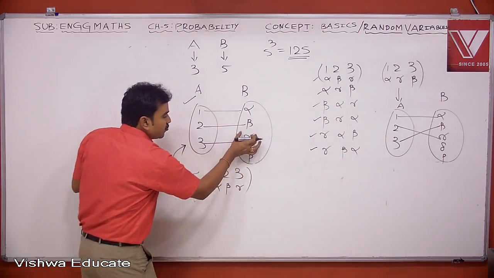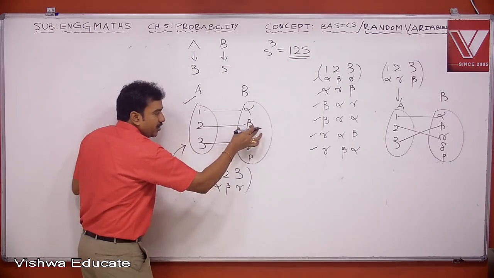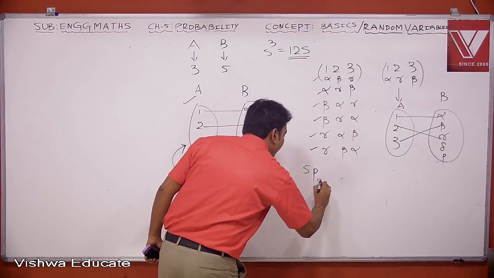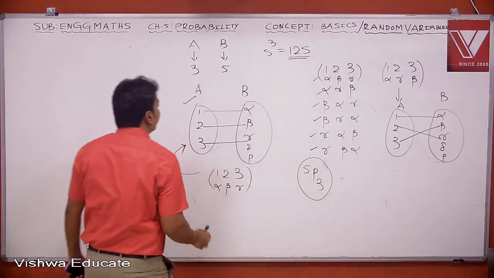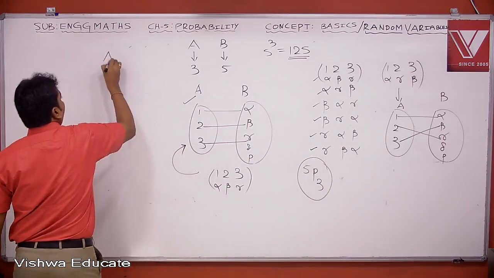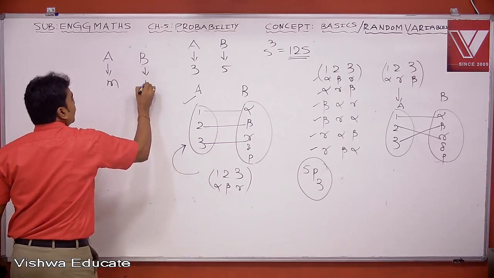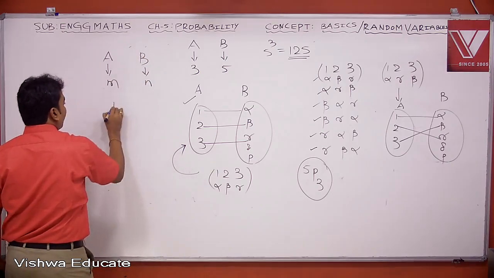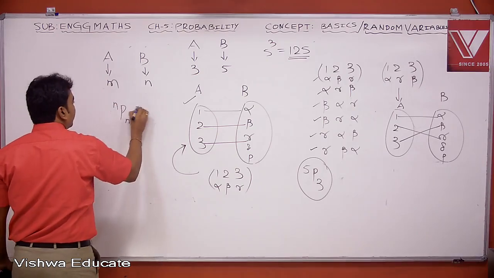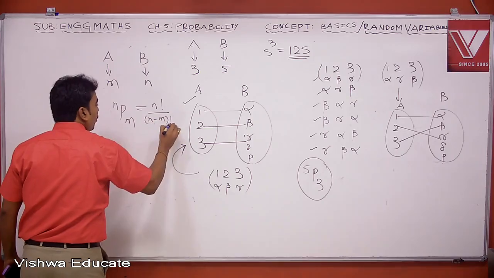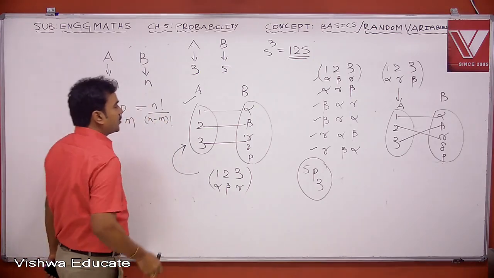Therefore, you select 3 from 5 elements and arrange like this. Therefore, the total number of one-one functions is 5P3. Therefore, if I have a set A having m elements and set B having n elements, then the total number of one-one functions from A to B is nPm. This is given by n factorial by n minus m whole factorial. Note these points.